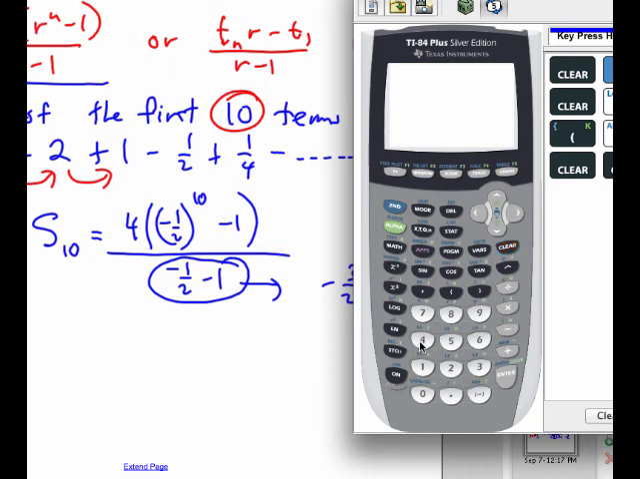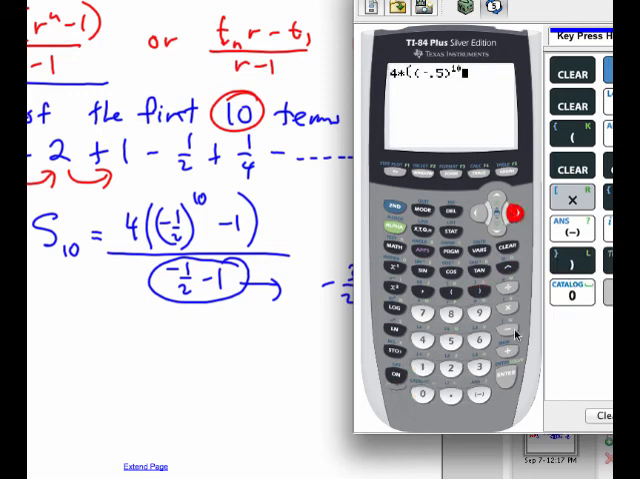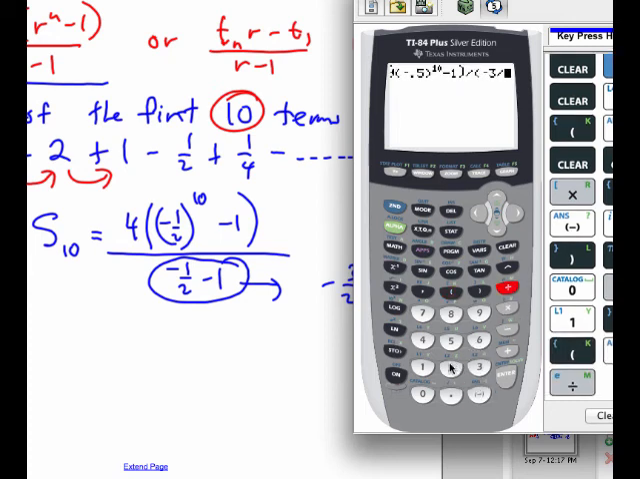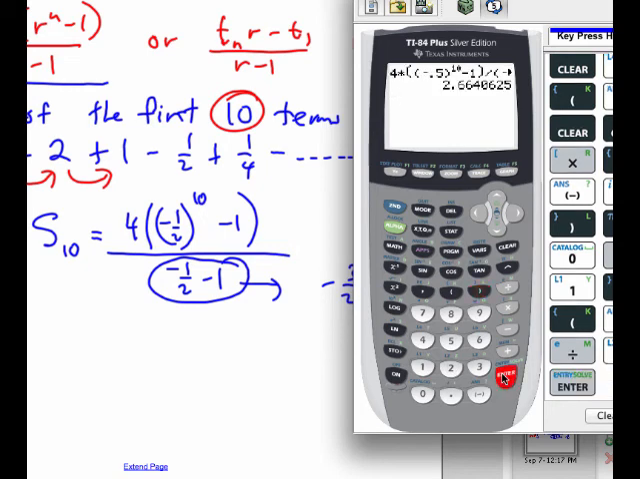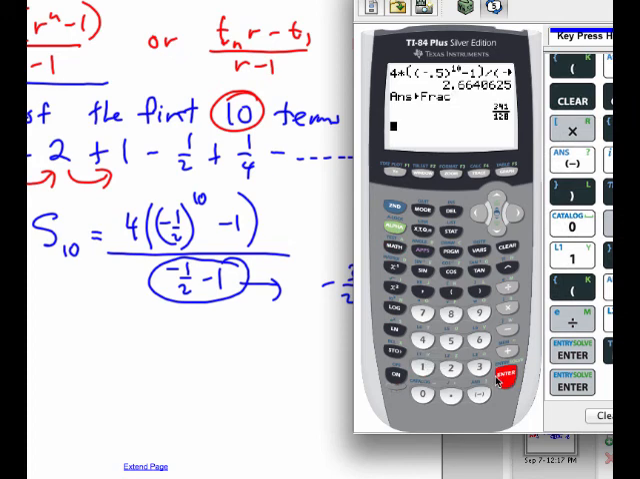Alright, let's type this in. 4 multiplied by bracket negative 1/2, which I'll just put as negative 0.5, to the exponent 10 minus 1, divided by negative 3 over 2. Calculates out to 341 over 128.